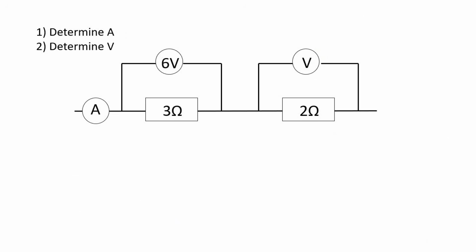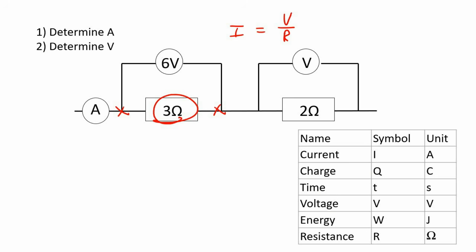Here's the next one. The first question says determine A. Now, A is a current, so we know that that's I equals V over R. Now, you can't just choose any V and any R. For example, you can't just choose this V and this R. No, they need to go together. So this V is connected across this resistor, okay? And I didn't mention this in the previous slide, but remember that resistance is the symbol over here. So this is a resistor. So these 2 are allowed to go together.